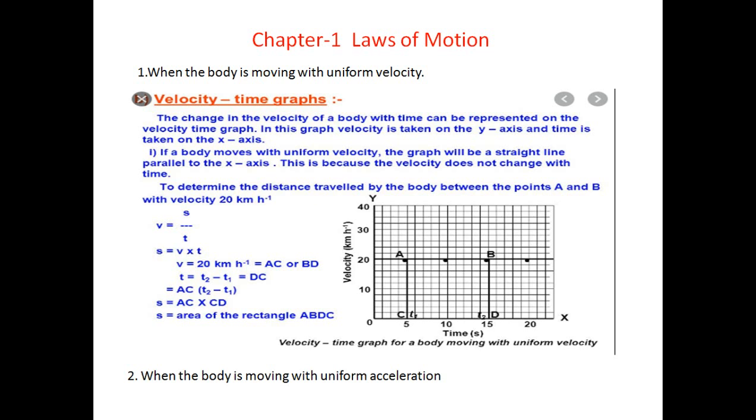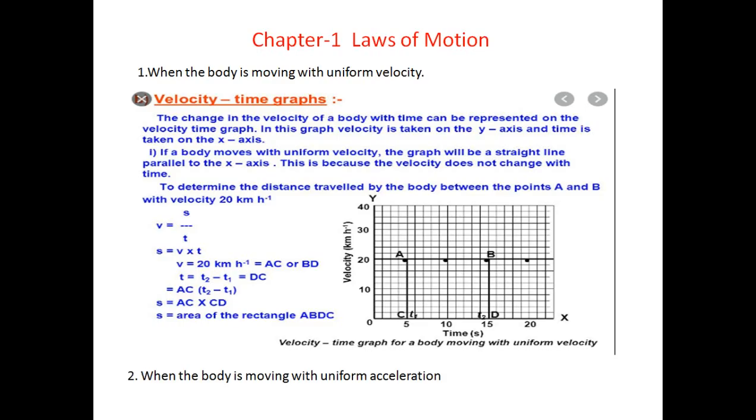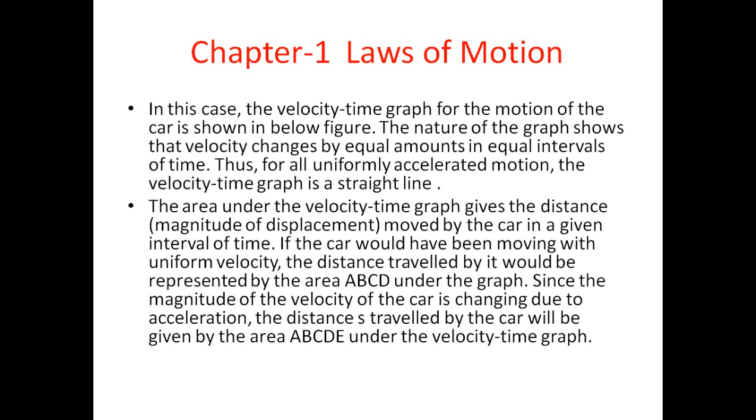Now come to the next page, number 7, that is the velocity time graph for uniform acceleration. There are two conditions we are considering here: the body moving with a uniform velocity, and second, the velocity time graph for uniform acceleration. So let's have another example. Look, when the body is moving with a uniform acceleration, what will happen? The velocity time graph for the motion of the car is shown in the figure.